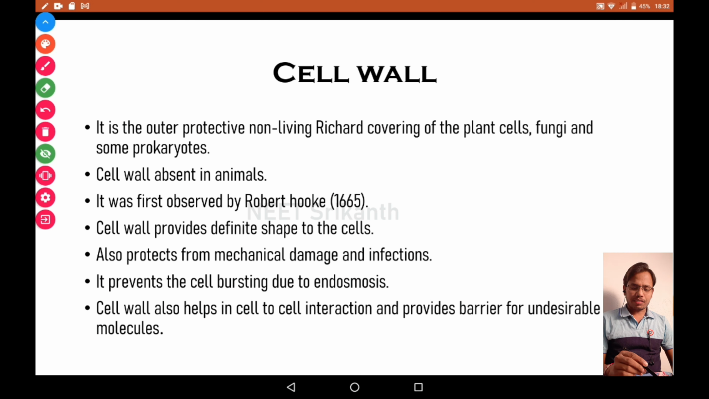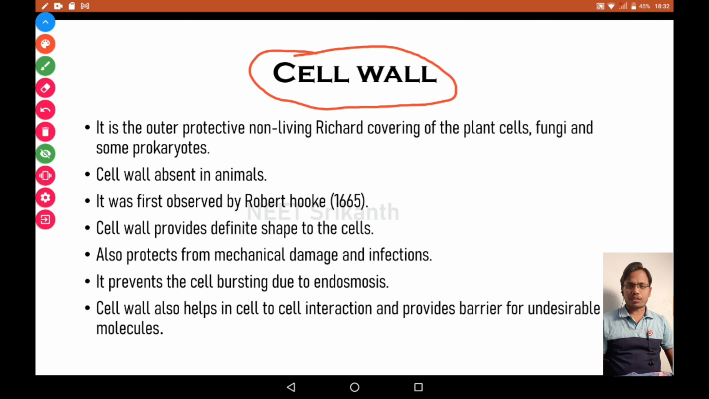So today we will discuss about cell wall. What is today's topic? Cell wall. So you can observe any type of cell. Any type of cell is surrounded by a thin layer that is called cell membrane.